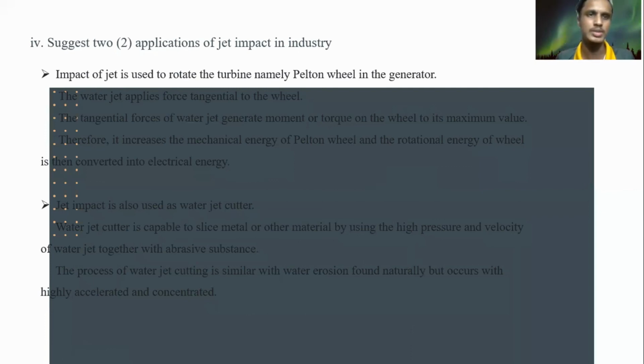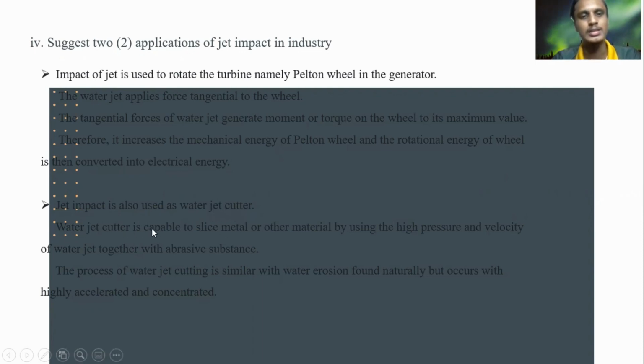The first is that jet impact is used to rotate the turbine, namely the Pelton wheel in the generator. The water jet applies force tangential to the wheel. The tangential force of the water jet generates moment or torque on the wheel to its maximum value. Therefore, it increases the mechanical energy of the Pelton wheel, and the rotational energy of the wheel is then converted into electrical energy.